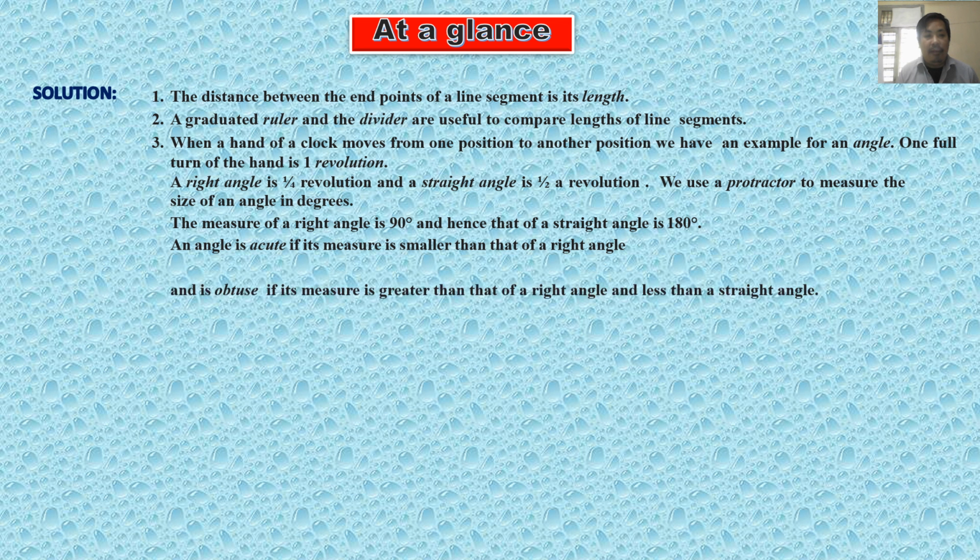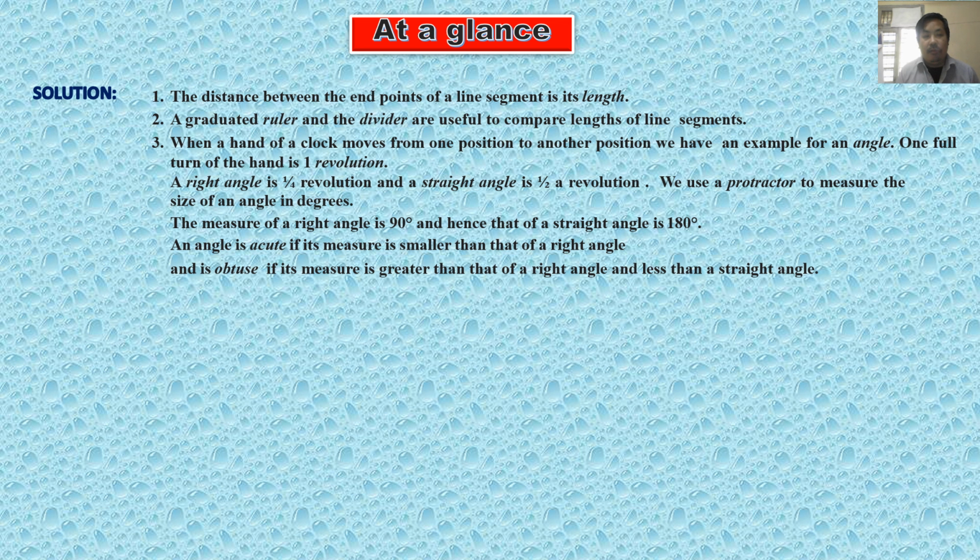Next we have the obtuse angle. An angle is obtuse if its measure is greater than that of a right angle, meaning more than 90 degrees, but it is less than a straight angle. Once again, an angle with a measure more than 90 degrees but less than 180 degrees is called an obtuse angle.